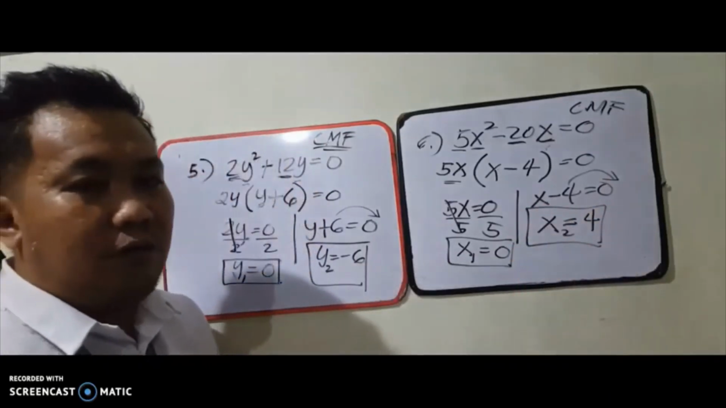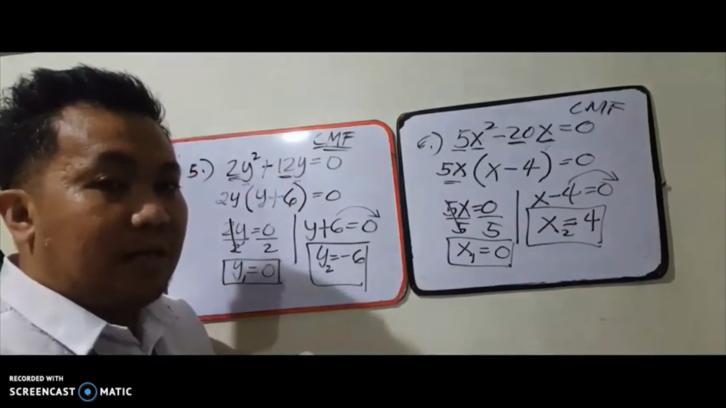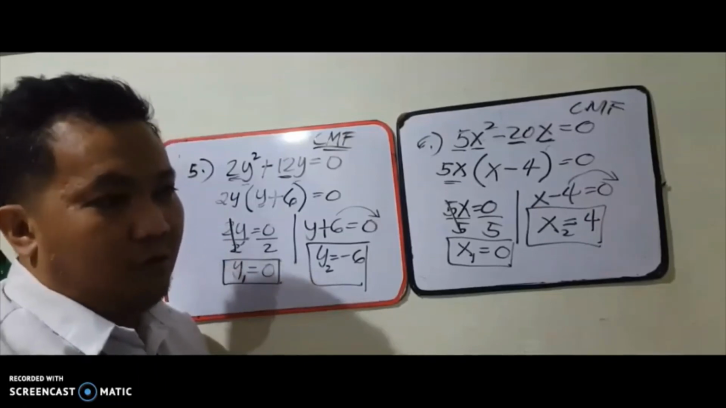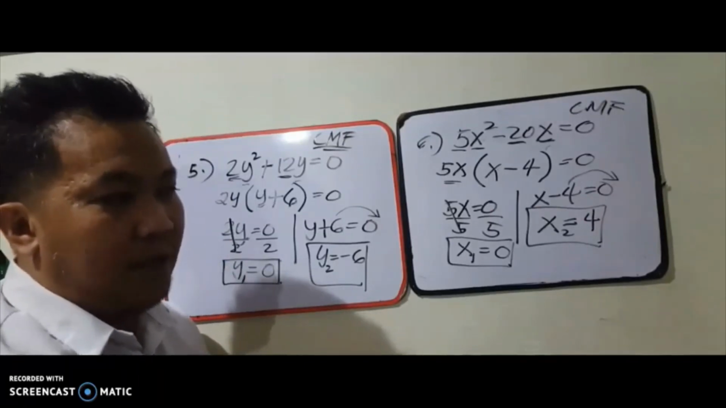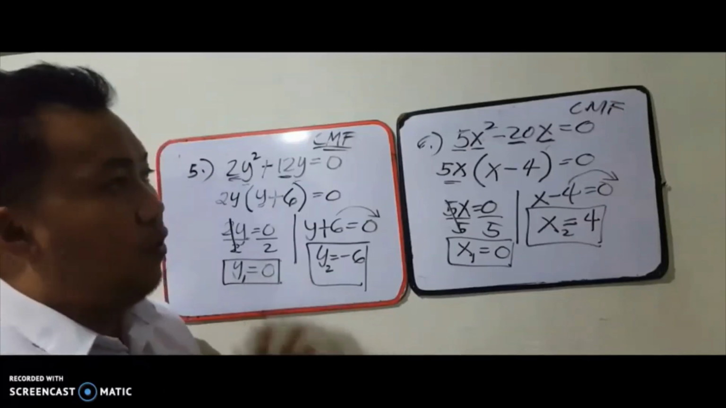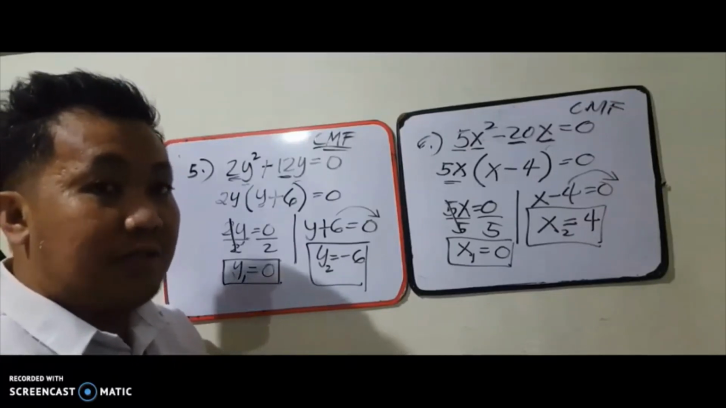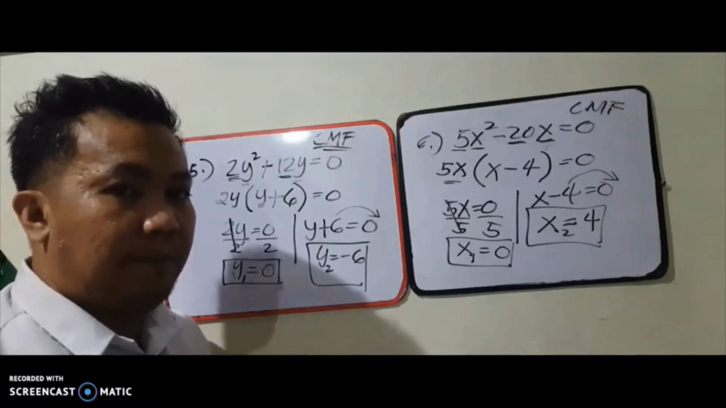So that's how we solve a quadratic equation by using the method which is what we call factoring. So by using the sum and product method and the AC method, and also by using the common monomial factoring, and also the zero product method.